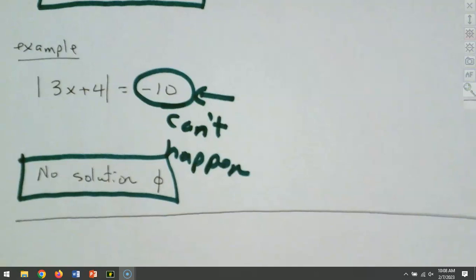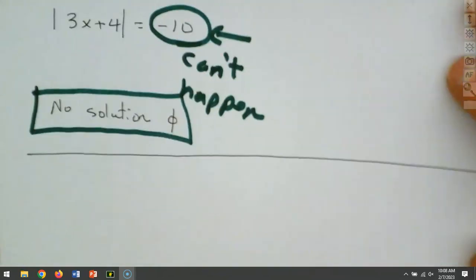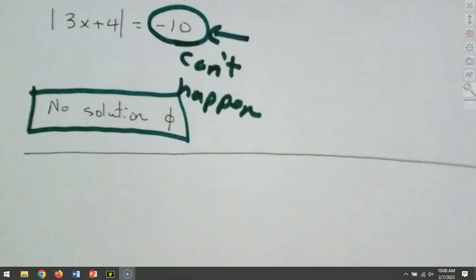Let's try another one. I put 15 on because, sure, yeah, we'll go ahead and do 9, then we'll do 15.